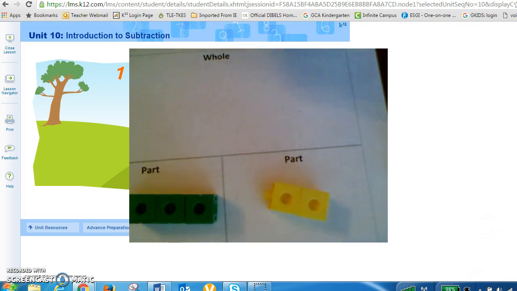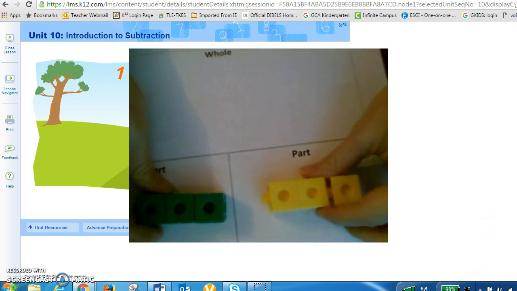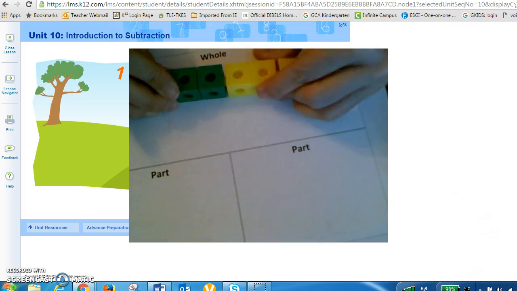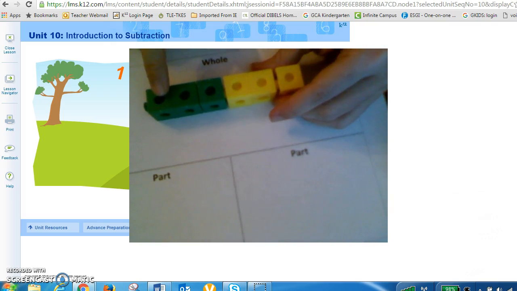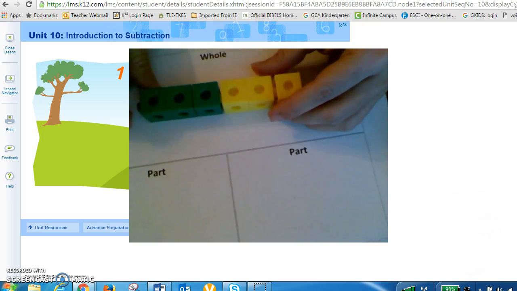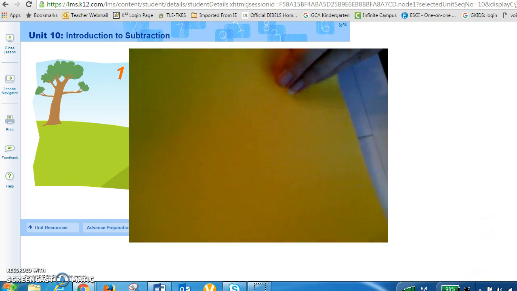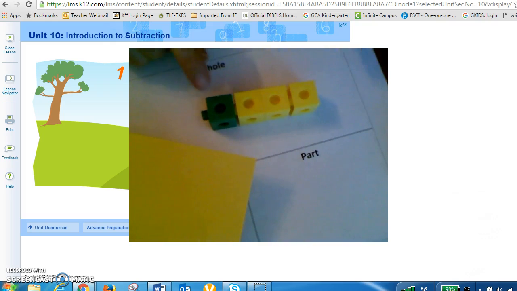All right, let's do another one. I'm going to have 3 yellow and 3 green this time. How many is that all together? That is a whole, 1, 2, 3, 4, 5, 6. You're right. So I have 6. Now I'm going to hide part of this number. I'm going to take away part and not show you how many I took away, but I'm showing you what I have left.